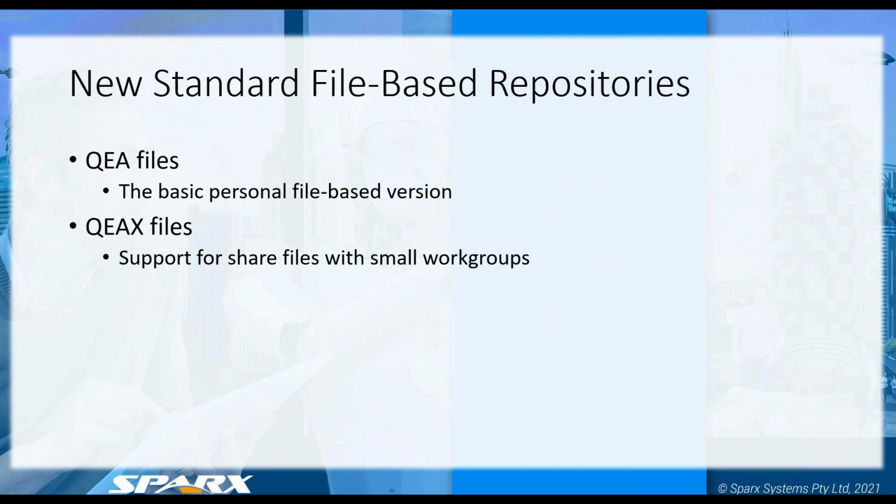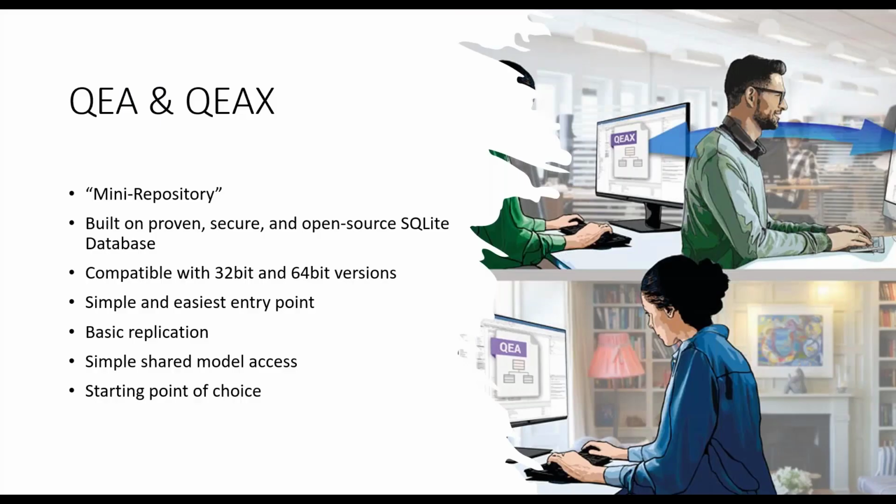So the new standard file-based repositories that we have coming are QEA and QEAX files. They are designed for your get started users or your get started projects. So your basic personal file-based versions of Enterprise Architect. The QEAX files are designed to have a little bit of team-based work in there, but only designed for smaller work groups. So they are mini repositories. So they're not designed for your full-scale, large corporate models. They're designed to get up and running quickly and start using Enterprise Architect.